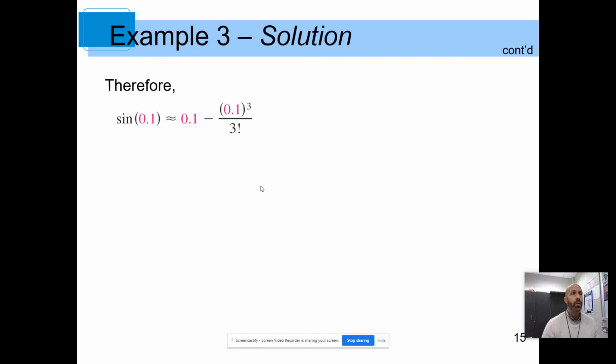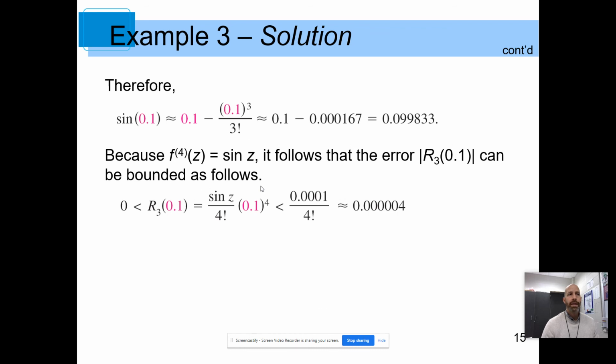So now we're just going to substitute the 0.1 into our Maclaurin polynomial. When we work that out, we get 0.1 minus 0.000167. So that gives us a value of 0.09983. So that is the approximate value for sine of 0.1. Because the fourth derivative of sine is sine, we just need to figure out what sine of z is.